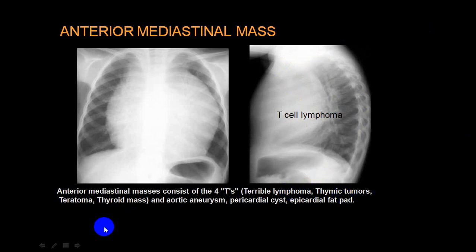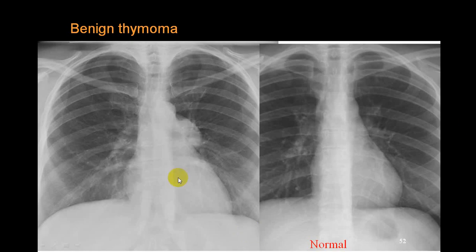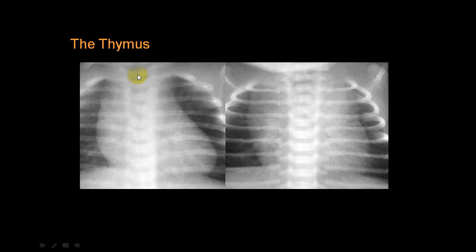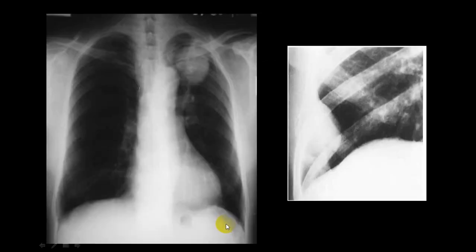It can be a thymic tumor, it can be teratoma, it can be a thyroid mass, or it can be an aortic aneurysm, it can be a pericardial cyst. Anything of that is possible. You can see again a mass here. Is it clear? So this is a benign thymoma, that is a thymic tumor. So there is a big tumor here, and this is the thymus. See, there is a tumor here.